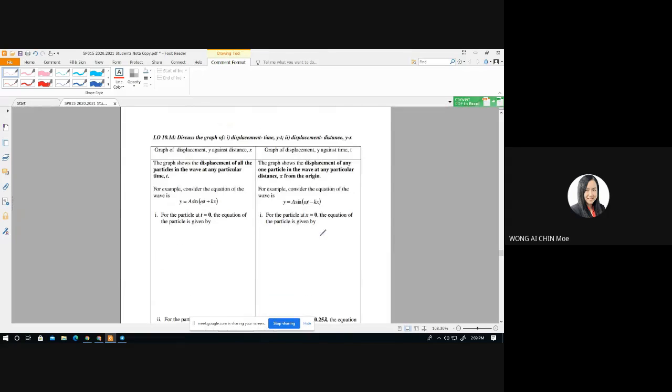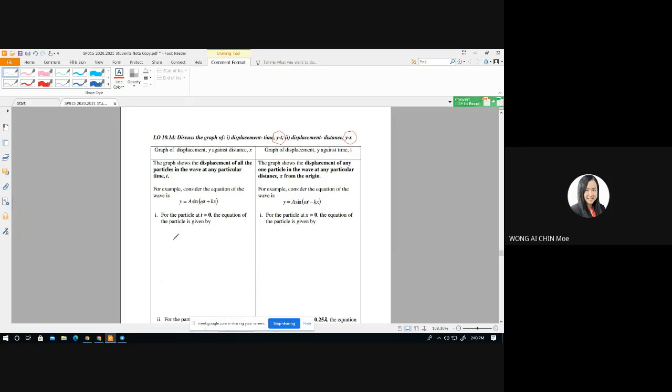Next, we will go to 10.1d. Discuss the graph of displacement versus time and displacement versus distance. You must depend on the graph, whether it's y versus t or y versus x, because these two give you two different pieces of information.